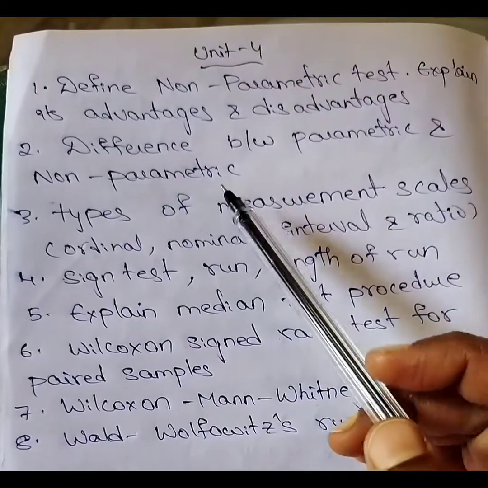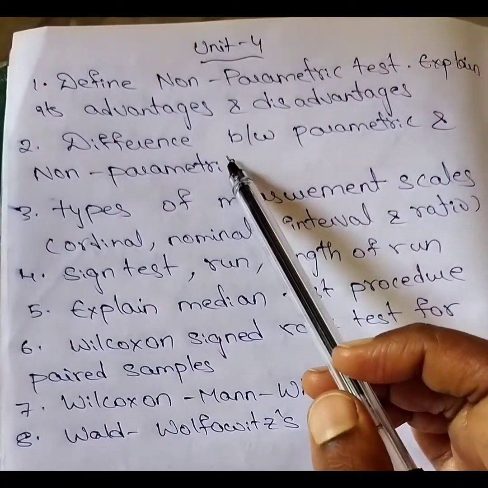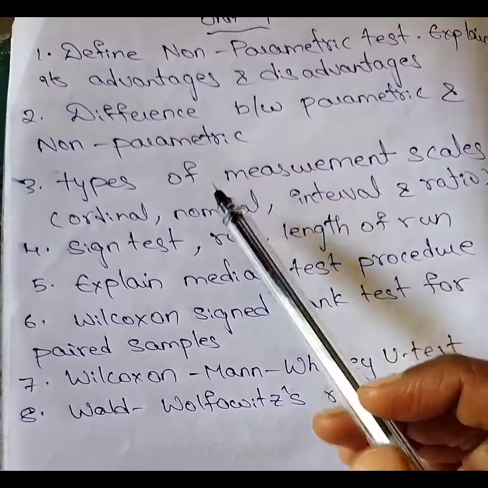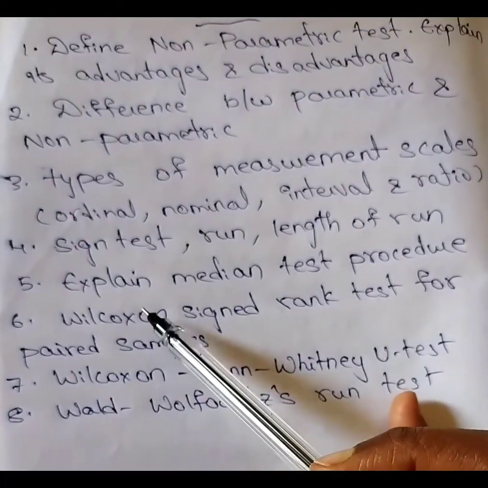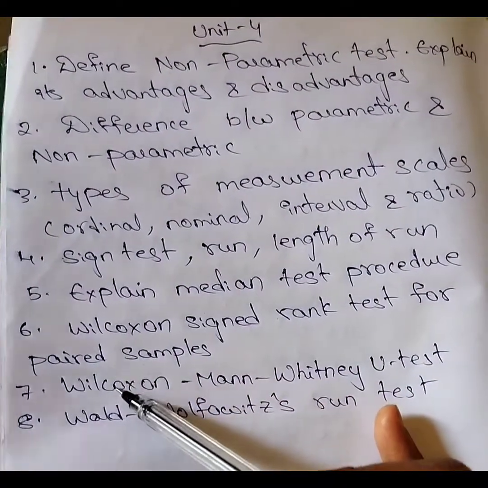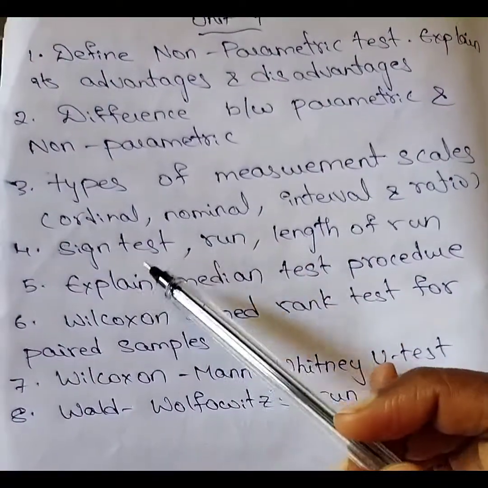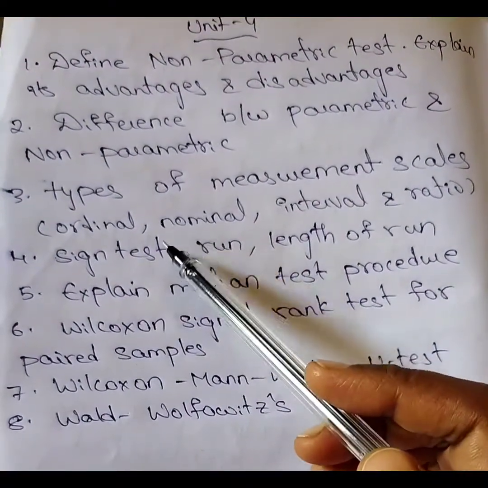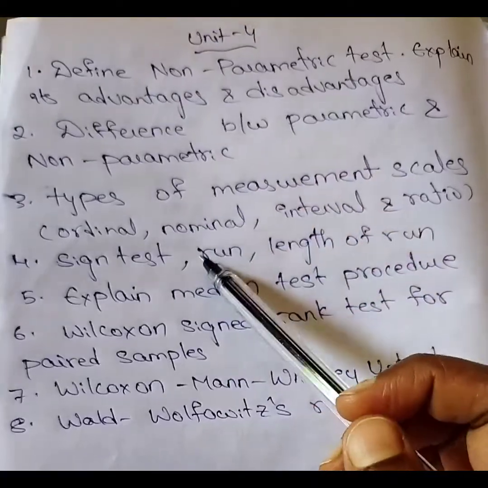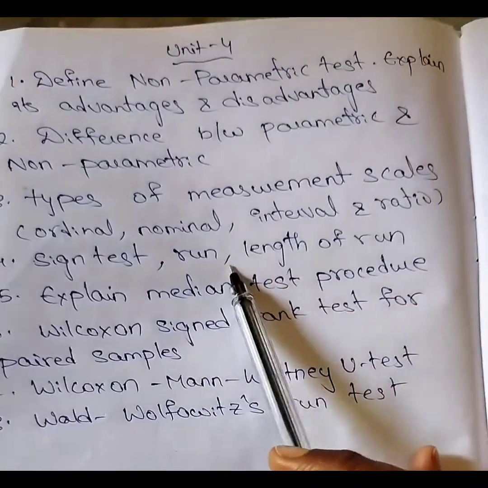Finally, from unit 4, you are going to get long answers from 2, 3, 5, 6, 7, 8. From these questions, you are going to get long answers. And for short answers, 1, 3, 4. From this only you will get short answers. So this is about unit 4.